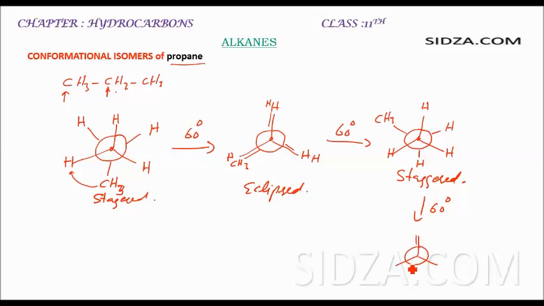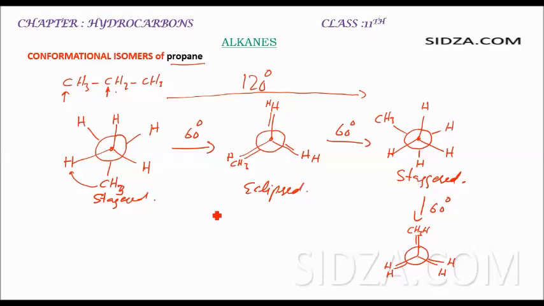I think this should be very clear now, right? Now you get the methyl and the hydrogen here, and then the hydrogen. So staggered by a rotation of 60 gives eclipsed. What is the total rotation here? 120 degrees. That means if I rotate a staggered one by 120 degrees, you again get the staggered one, right?